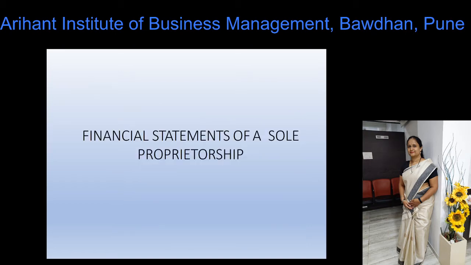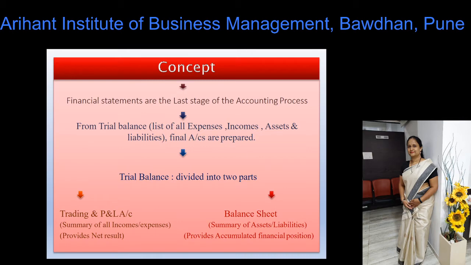Now, financial statements of a sole proprietorship. Financial statements are the last stage of the accounting process. From the trial balance, a list of all expenses, income, assets and liabilities, final accounts are prepared. The trial balance is divided into two parts: first, trading and profit and loss account, and second, balance sheet. The trading and profit and loss account is a summary of all income and expenses, losses and profits. Whereas the balance sheet is a summary of assets and liabilities, and provides the accumulated financial position as on a particular date.